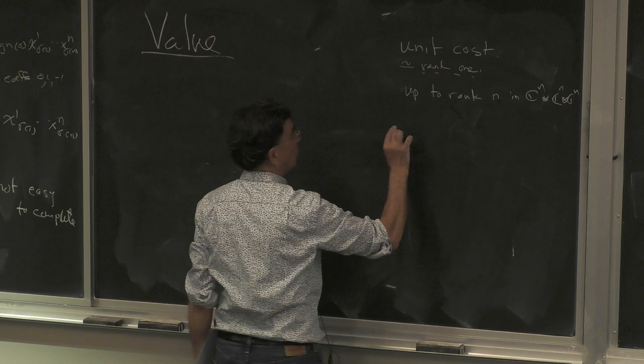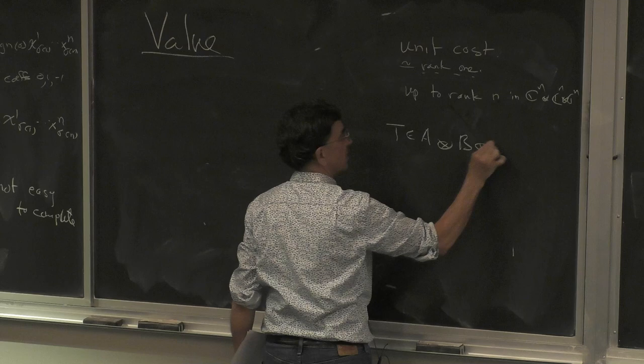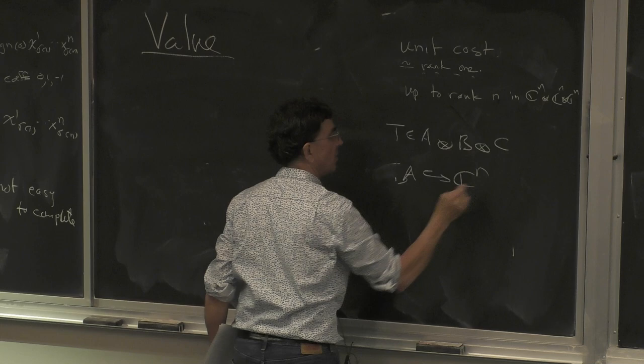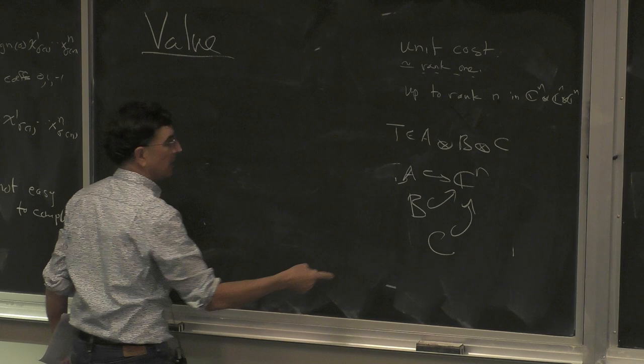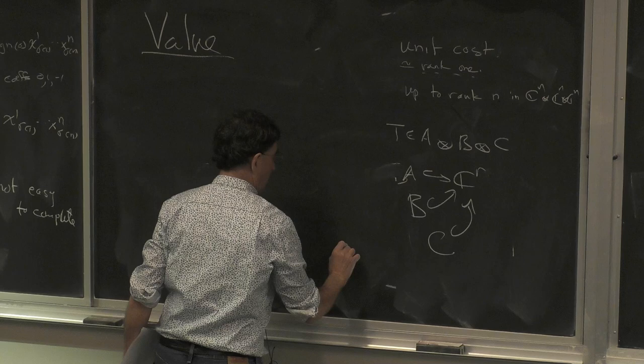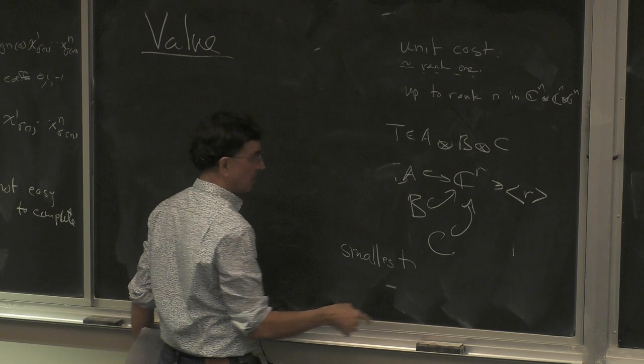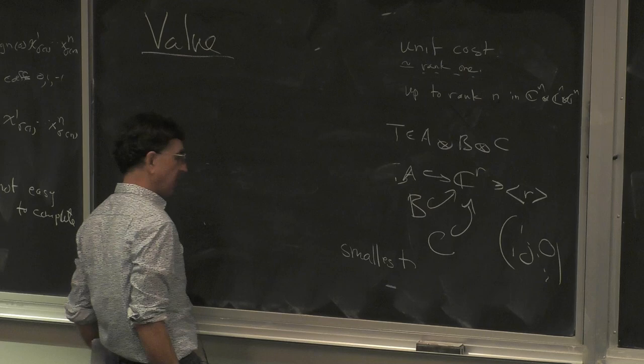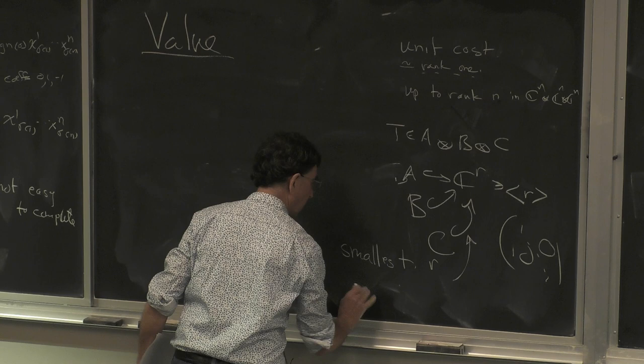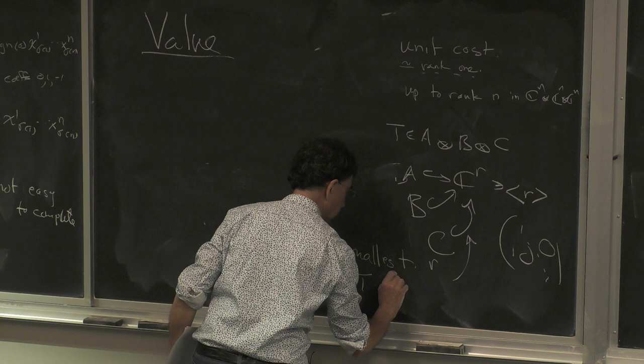So we'll allow, let's say my tensor is in some space A tensor B tensor C, we'll allow A to go to sum C^R, and same for B and C. And so now we could define it as the smallest R, and let's call this thing here the unit tensor. I draw it as a matrix, but you think of it as three-dimensional. The smallest R such that T is obtained from the unit tensor via a change of basis.